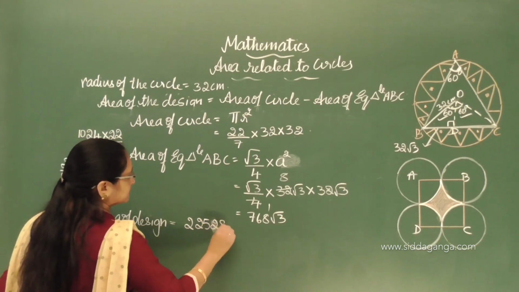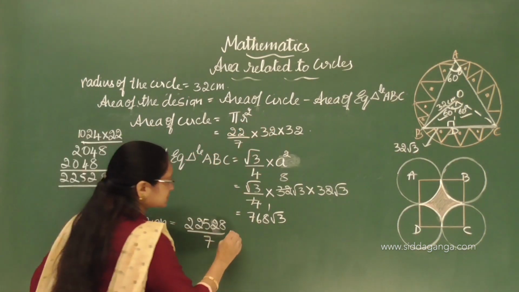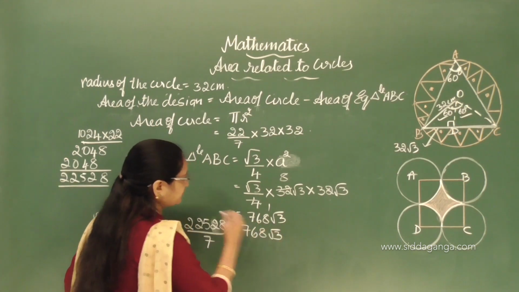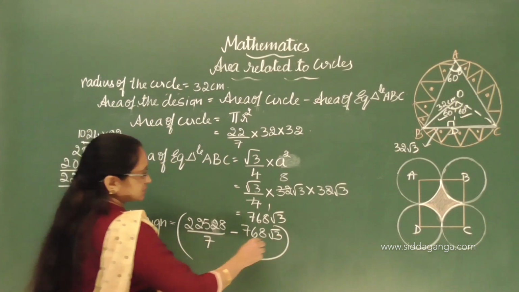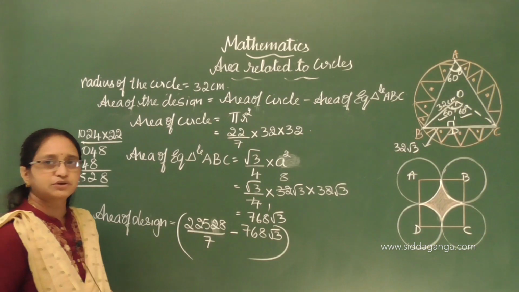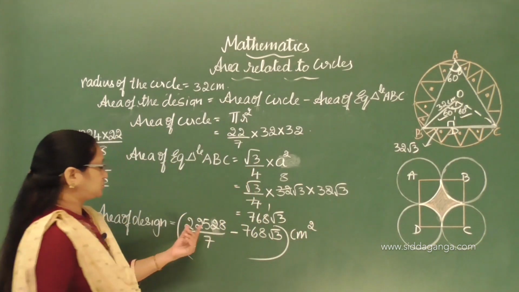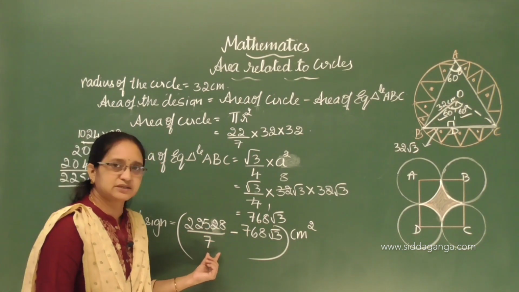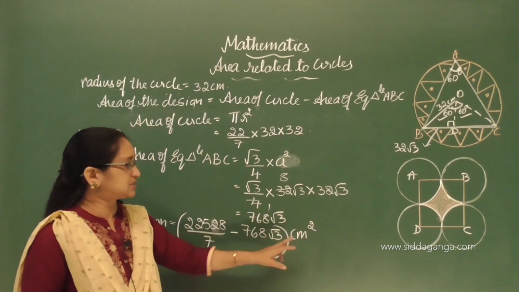So this will be 22,528 by 7. Okay, this much minus this, we got 768 root 3. You can keep as it is because they have not asked us to put the value of root 3. So this is centimeter square. So what is the answer? 22,528 divided by 7 minus 768 root 3 and centimeter square.